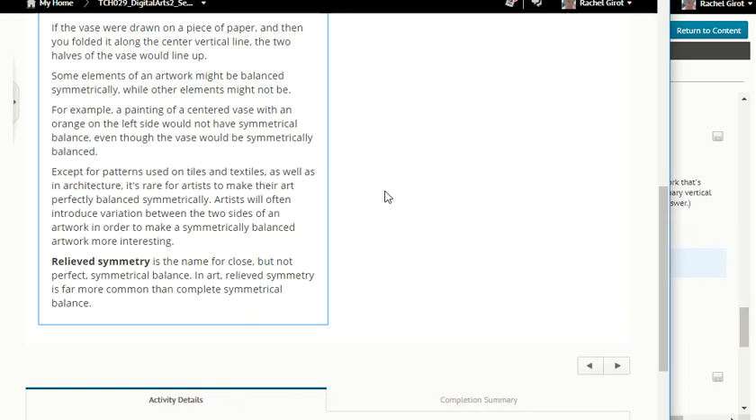Except for patterns used on tiles and textiles, as well as in architecture, it's rare for artists to make their art perfectly balanced symmetrically. Artists will often introduce variation between the two sides of an artwork in order to make a symmetrically balanced artwork more interesting. Relieved symmetry is the name for close, but not perfect, symmetrical balance. In art, relieved symmetry is far more common than complete symmetrical balance.